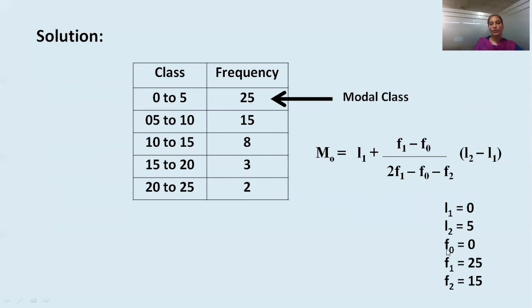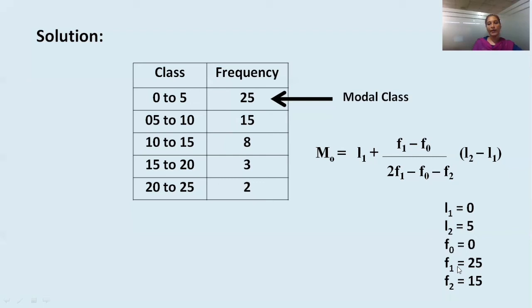Then F0 is the frequency preceding the modal class. If the first class is the modal class, that means there will be no preceding class, so F0 will become 0. Now F1 is the frequency of the modal class, and that would be 25. Similarly, F2 is the frequency succeeding the modal class, meaning this would be the succeeding class, and its respective frequency is 15. So F2 would be 15.